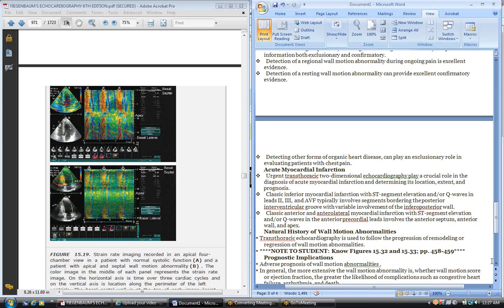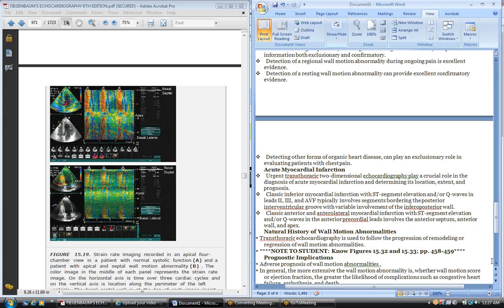Detecting other forms of organic heart disease can play an exclusionary role in evaluating patients with chest pain. If they're having an acute myocardial infarction, urgent transthoracic 2D echo plays a crucial role in the diagnosis of acute myocardial infarction and determining its location, extent, and prognosis.